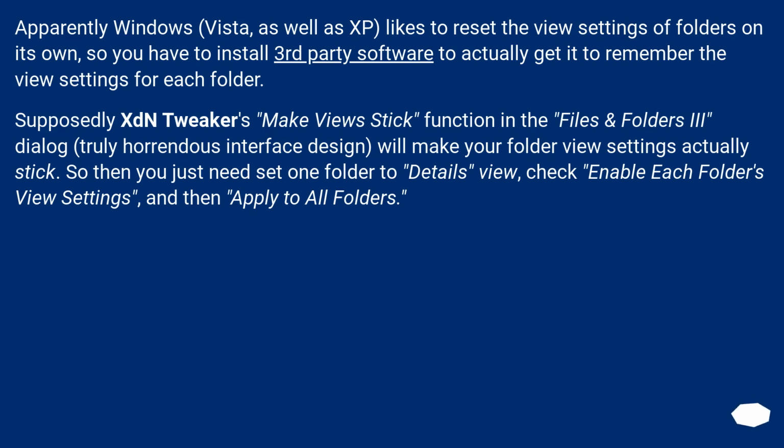Apparently Windows Vista, as well as XP, likes to reset the view settings of folders on its own, so you have to install third-party software to actually get it to remember the view settings for each folder. Supposedly XP Tweaker's "make view stick" function in the Files and Folders 3 dialog, truly horrendous interface design, will make your folder view settings actually stick. So then you just need to set one folder to details view, check enable each folder's view settings, and then apply to all folders.